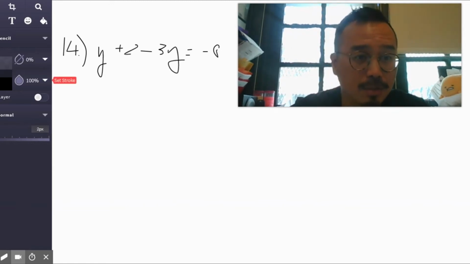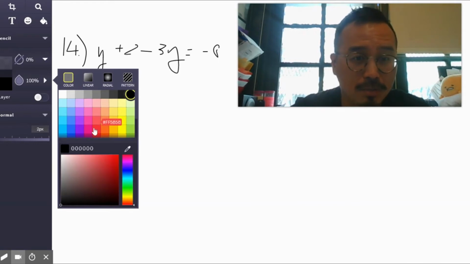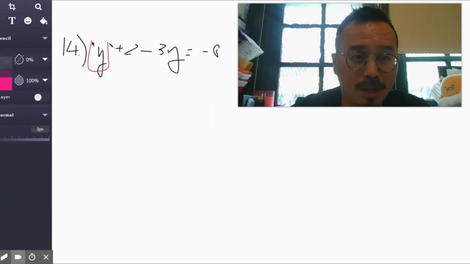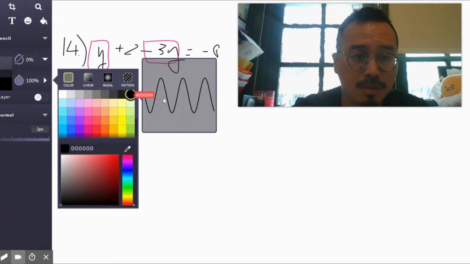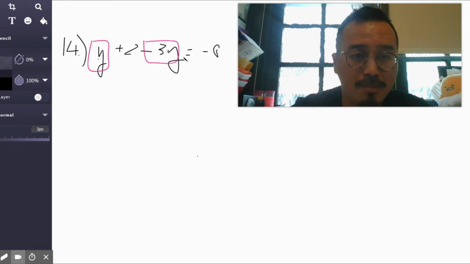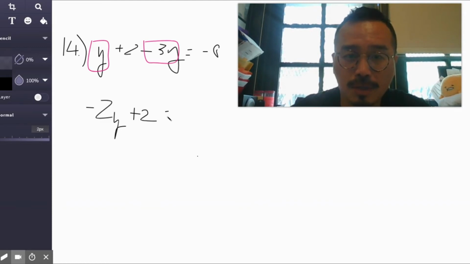Okay, so let me use a different marker so you can see. Now I'm gonna find the two families, right? Which is y and negative 3y. And then the other family is plus 2. So let's see this. All right. So y minus 3y, how many y's would that be? Right, negative 2y plus 2 equals negative 8. Okay.